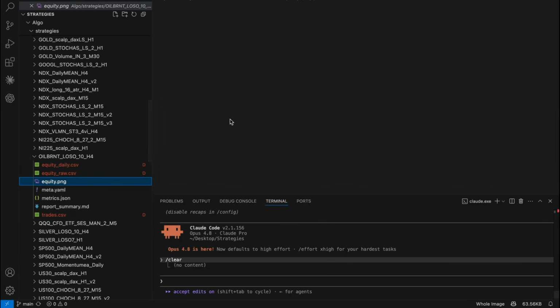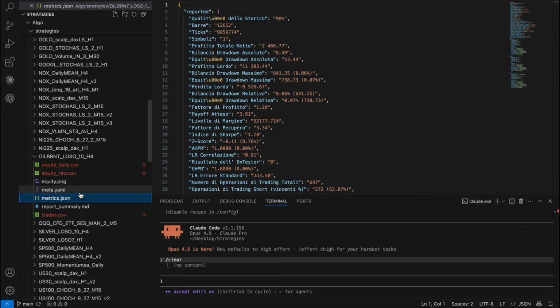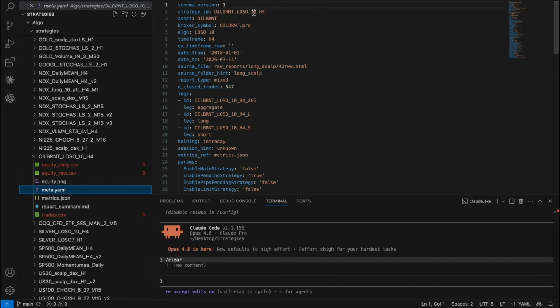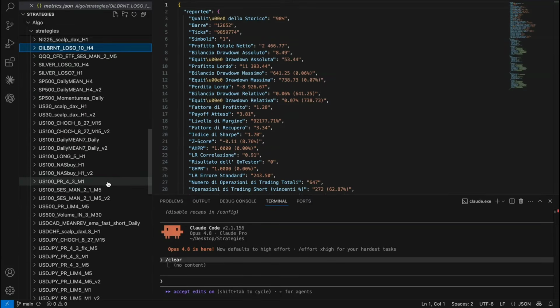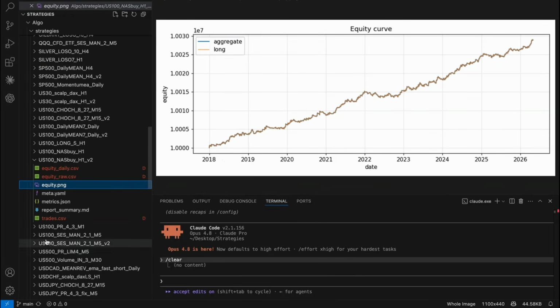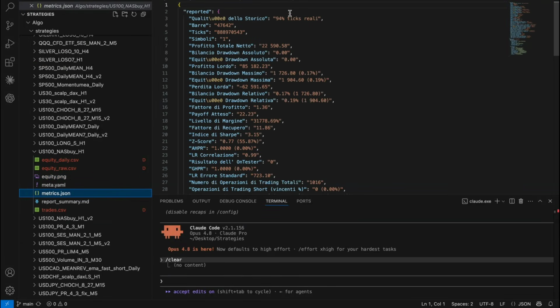I have all of the strategies and the metrics. As you can see, this is the asset. That's the name of the algorithm. It is tested from 2018 till almost now, with all of the parameters. In this case it is 1 minute open, high, low, close, 98% quality, but I'm going to show you the very basics. In this case, you can see 94% real ticks, so real ticks data.